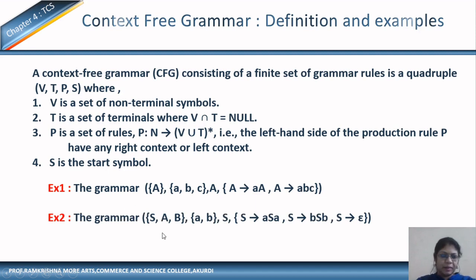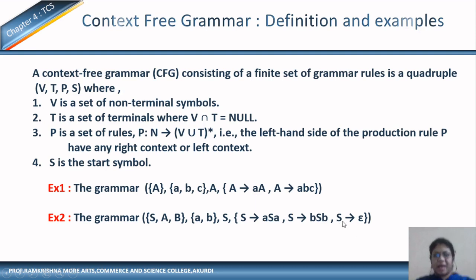Second example. The first set, that is the set of non-terminals, has S, A, B. The second set, which is of the terminal symbols, is a comma b. The third tuple is the starting symbol, that is S. And the last is a set of productions: S gives ASA, S gives BSB, S gives epsilon.